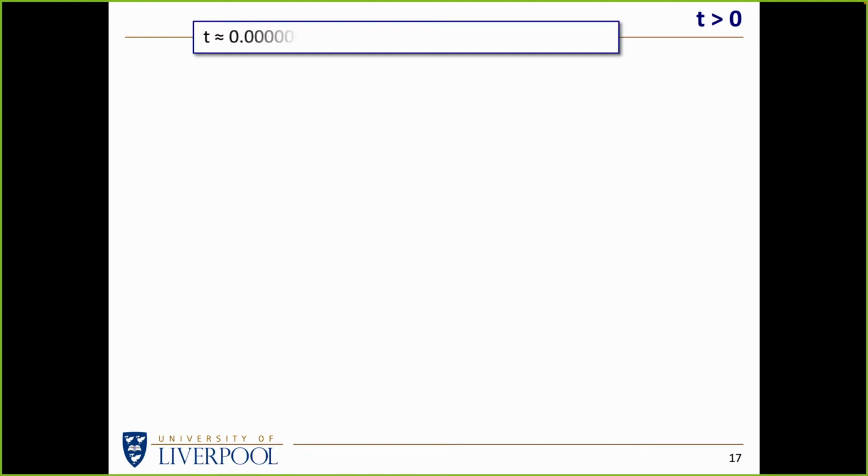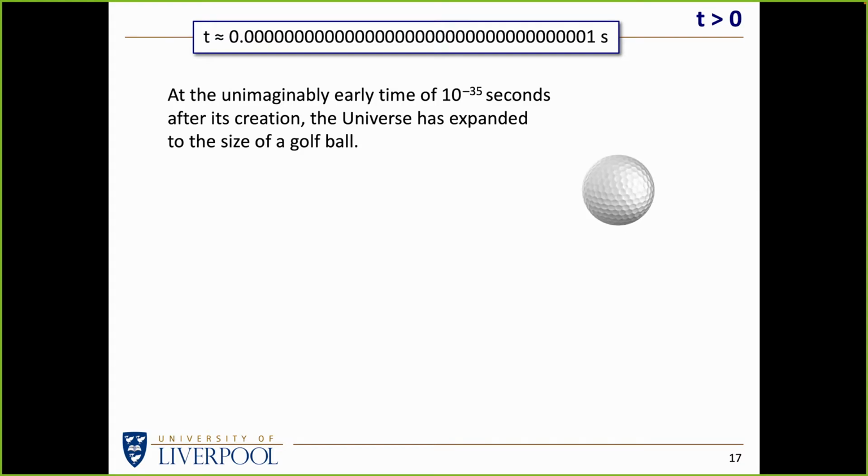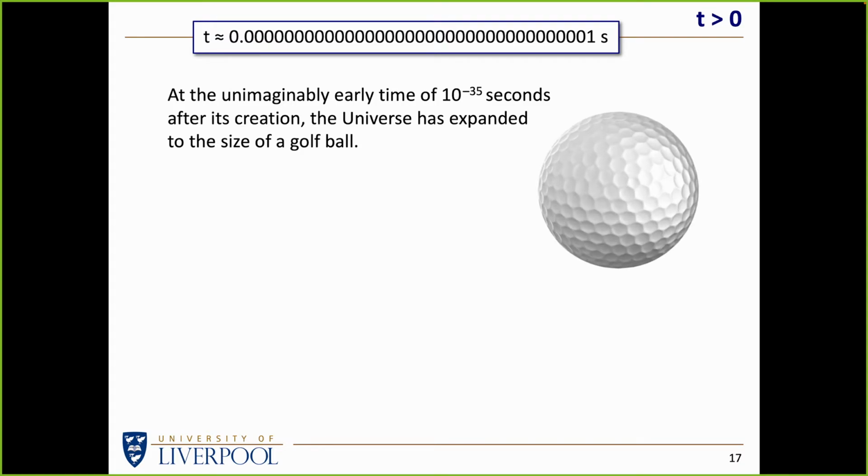Now we're going to fast forward to a ridiculously short time of 10 to the minus 35 seconds, at which point everything that we now think about as being inside the observable universe, the observable universe is currently a sphere of diameter approximately 100 billion light years. And we think that at the time of about 10 to the minus 35 seconds after the Big Bang, everything that we currently see inside the observable universe used to be a lot closer together. It used to be in a volume approximately the size of a golf ball. That takes a little bit of imagination, I agree.